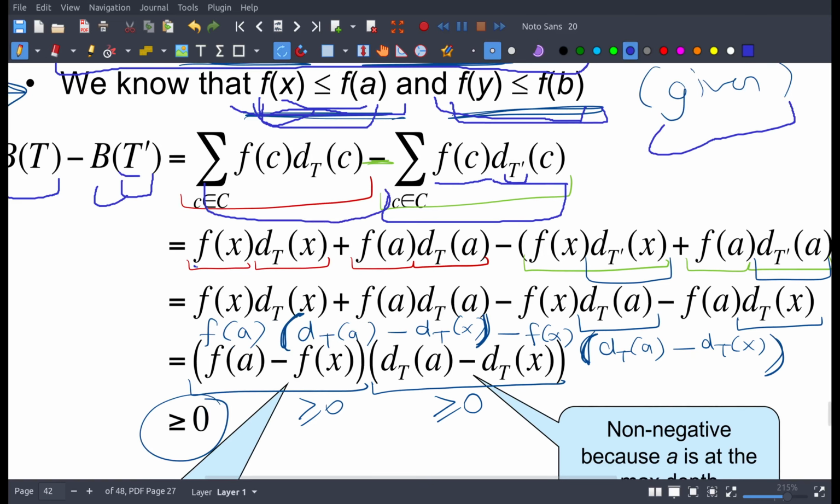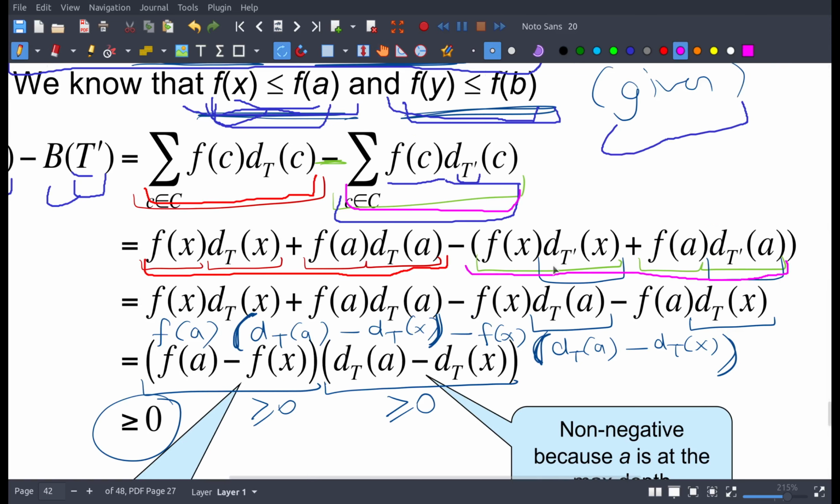So here we have the frequency of x times the distance of x plus the frequency of a times the distance of a. That's this whole thing, right? So this red part here is the red part here, right? And then we have this part here, which is written inside this part here. So this is the frequency of x times the distance of t dash of x, plus the frequency of a times the distance of t dash of a. And so we get this formula.